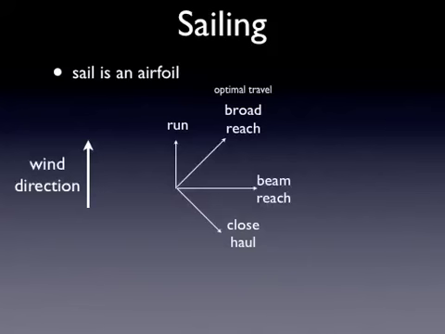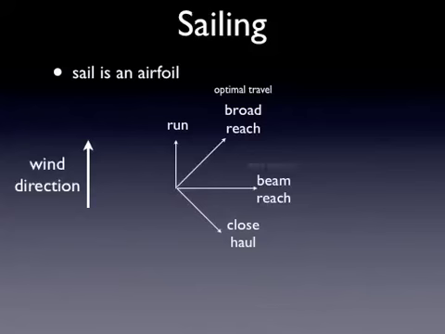Turns out if you want to travel downwind from one point to another, the best way to do it is with a series of broad reaches where you zigzag back and forth. You will actually get to your destination faster. Even though you'll travel more ground, your velocity is so much higher that you'll get to your destination faster than if you just go on a run. And keep in mind, with a close haul, you can travel upwind, but again, you have to zigzag back and forth to do it.